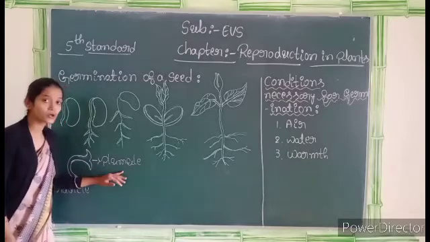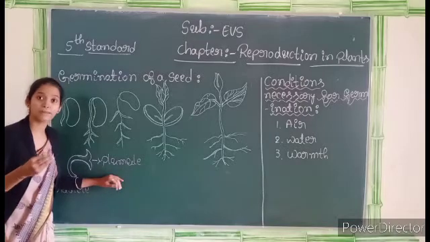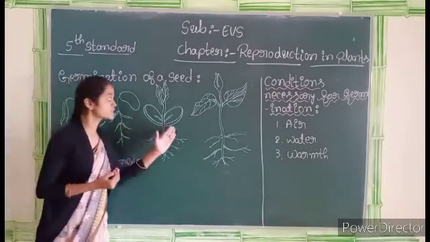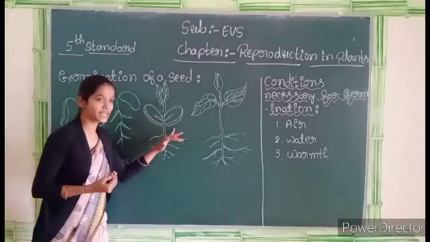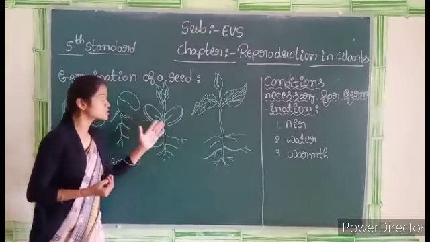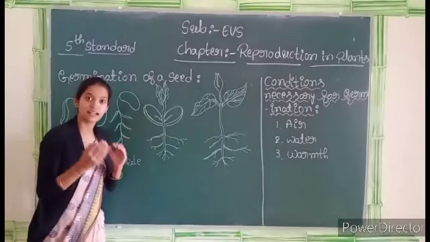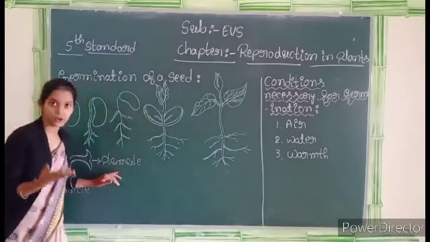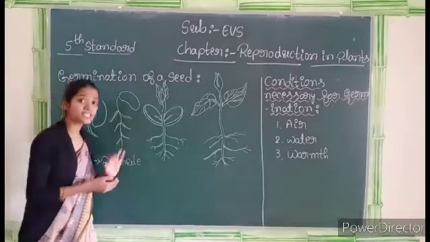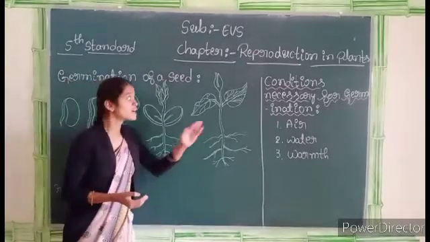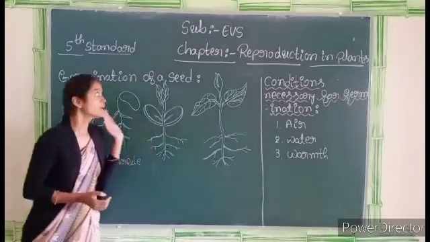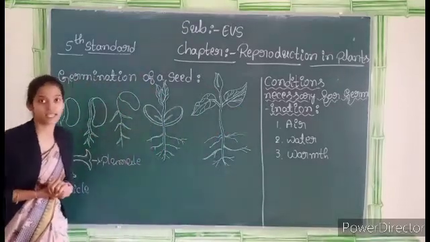When the plumule grows, the seed coat breaks down, and these are the cotyledons or seed leaves. Okay, so these cotyledons or seed leaves dry up and fall out when the plumule grows, and the plumule also forms green leaves. Okay, so this is about the germination of a seed.